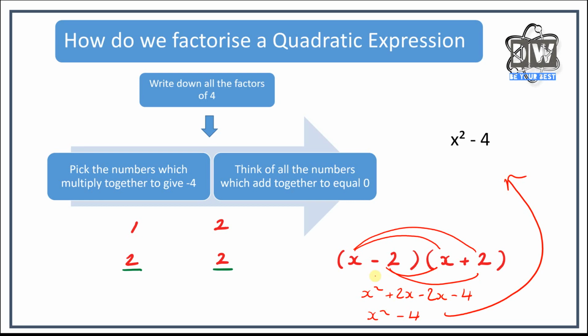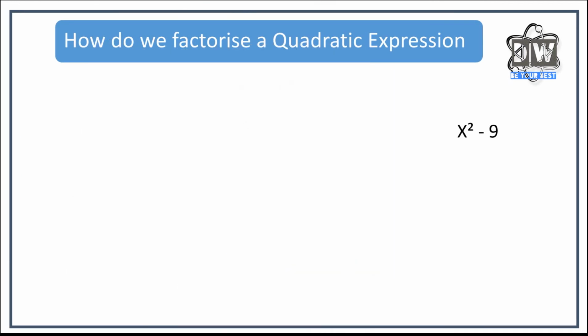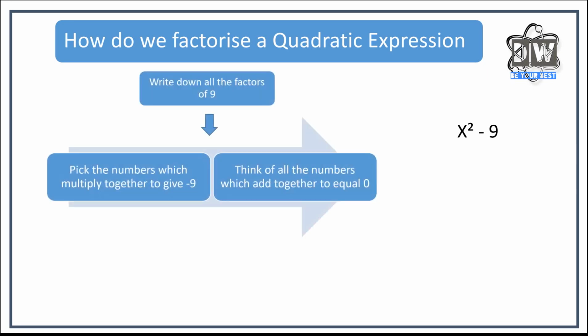Now, if they were both positives, then that wouldn't be the case. So just remember that. They have to multiply together to give us minus 4, but add together to give us 0. So what I'd like you to do is give the next one a go. Think of what the square root of 9 is. Go through the process. I'll put up the first few things just as a reminder to you, but you do the rest now, please.